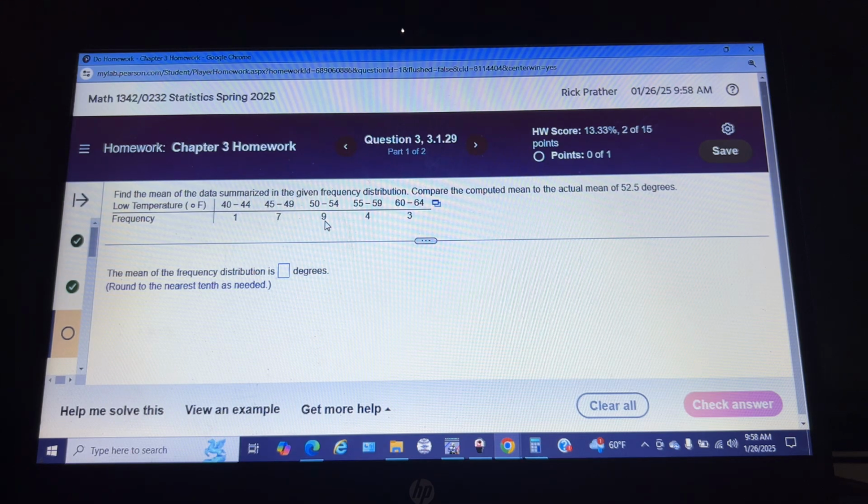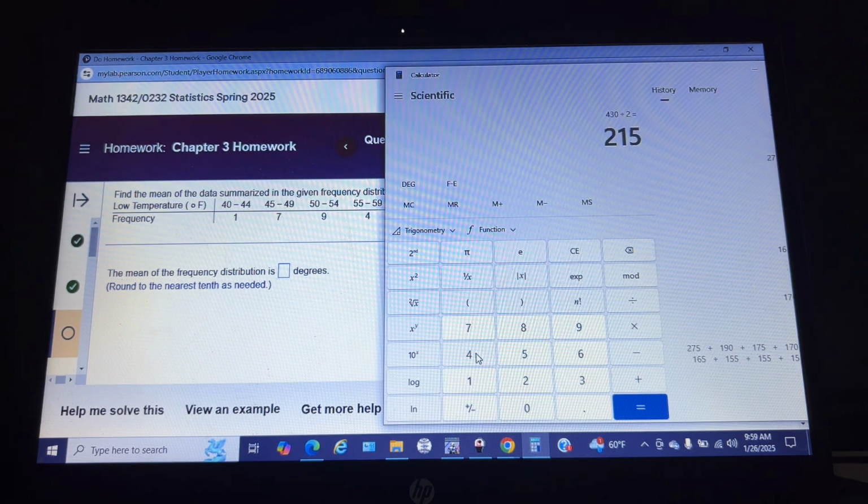So what you do for the mean, the best you can do, is assume that every one that occurs in a given interval happens exactly in the middle. That kind of balances it out. So if there were some low ones and some high ones, they're probably going to be on average in the middle. So the middle of 40 to 44, halfway between those 2 numbers, is 42. And if you can't do that in your head, 40 plus 44 divided by 2.